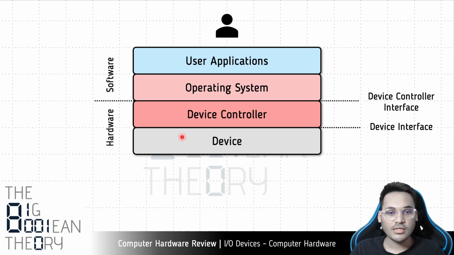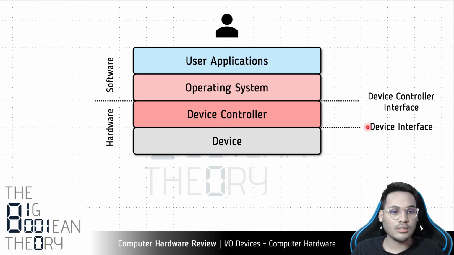So as you can see at the very bottom, we have the IO device, and on top of the IO device, there is the device controller that is responsible for controlling the device. And the operating system will not be communicating with the device directly. All communications will happen via the device controller. So let us now see the interfaces.